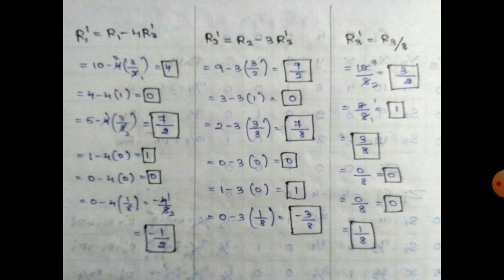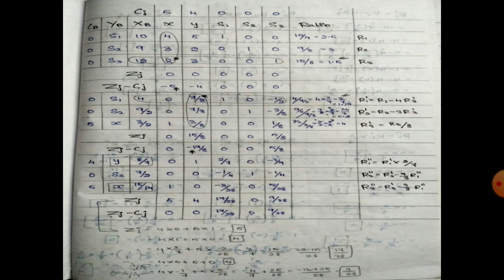The next is 2 minus 9 by 8. 8 is the LCM, means 16 minus 9, that is 7 by 8. 0 minus 0 is 0. 1 minus 0 is 1. 0 minus 3 by 8 is minus 3 by 8. So you have to fill R2 dash also: 9 by 2, 0, 7 by 8, 0, 1, minus 3 by 8. So the tabular column will be over.